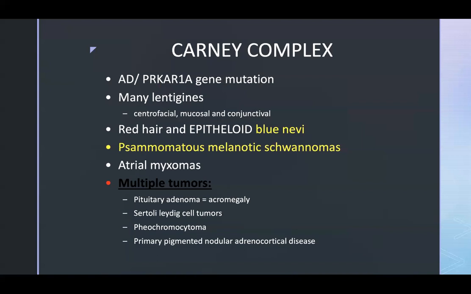PRKAR1A. These patients have many lentigines involving the centrofacial, mucosal, and conjunctival areas. These patients often have red hair, epithelioid blue nevi, psammomatous melanotic schwannomas, and atrial myxomas. They can also have multiple tumors, including pituitary adenoma, which results in acromegaly, Sertoli-Leydig cell tumors, pheochromocytomas, and primary pigmented nodular adrenocortical disease.